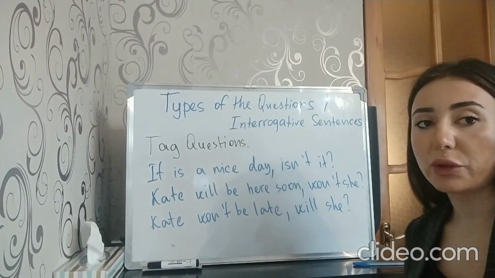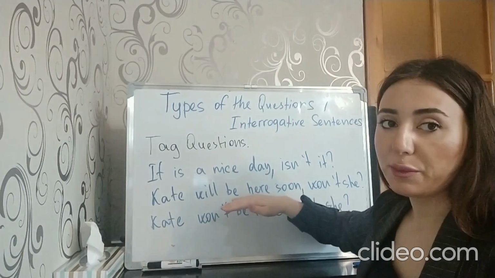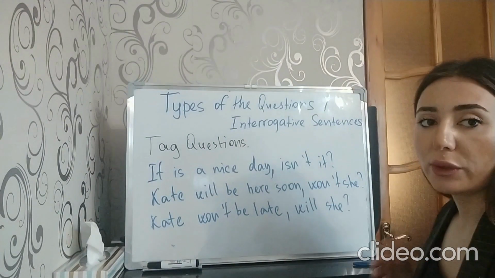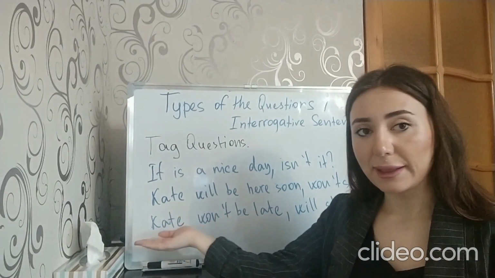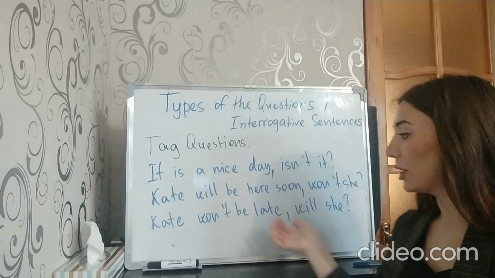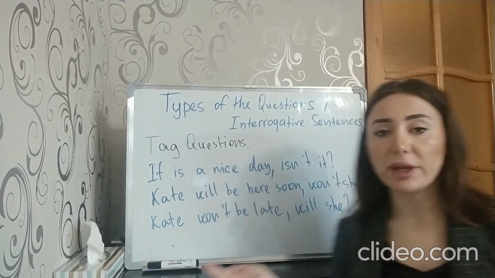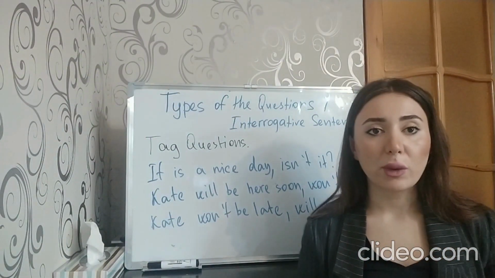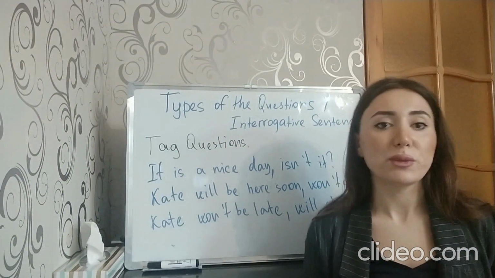Here are two similar examples. In the first example, Kate will be here soon, the first part of the sentence is positive. That's why I use won't she. You know that won't is the abbreviated version of will not. However, in the second example, Kate won't be late, will she? The first part before the comma is negative. Therefore, in the second part, I'm using a positive sentence. So, students, in tag questions, if the first part is negative, the second part should be positive, or vice versa.